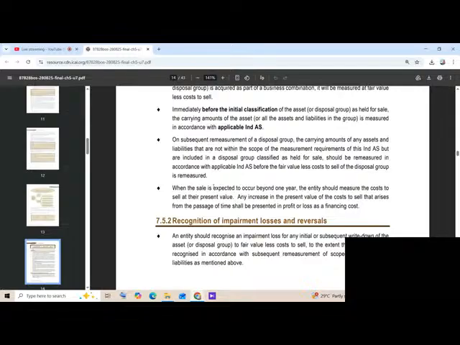Any increase in the present value of the cost to sell that arises from the passage of time shall be presented in profit and loss as financing cost.